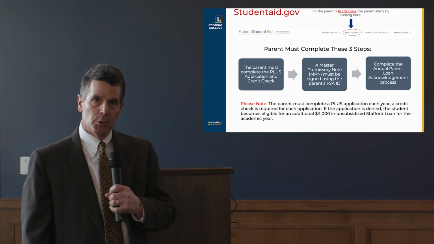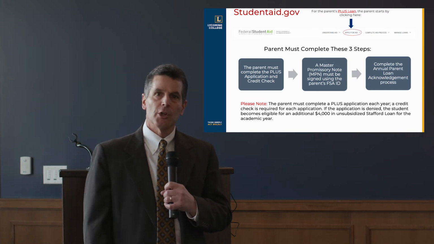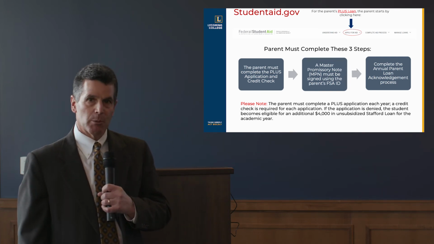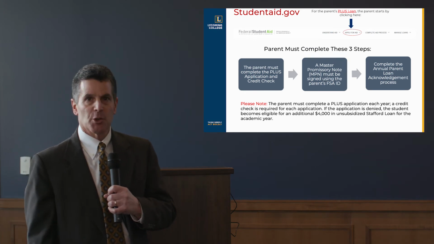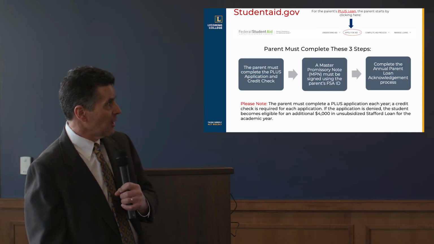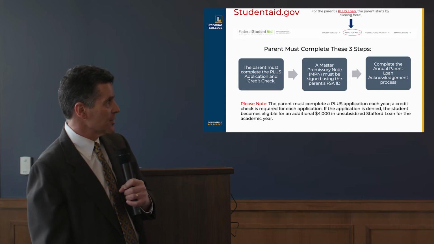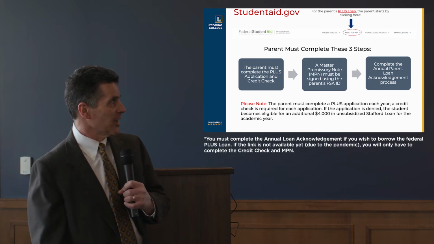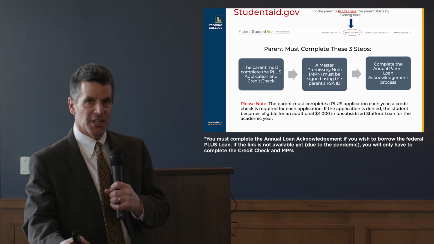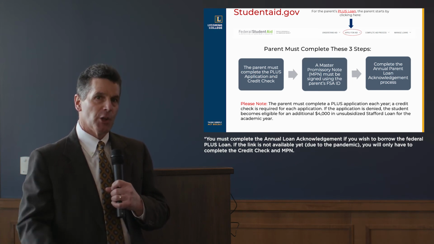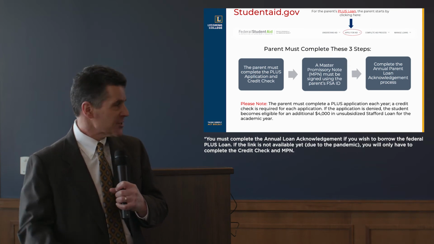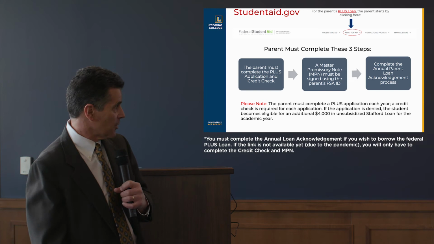If the parent is approved for the credit check, and parents will know that immediately after they hit the submit button, then they can move on to the master promissory note. And again, just like the student, the parent will sign that master promissory note using their FSA ID. Also, just like the student and new this year, parents also have to complete the annual parent loan acknowledgement process. So they too, if they're going to be taking PLUS loans year after year, they're going to be made aware of what their cumulative borrowing has been each and every year. And that step must be taken in order to get the PLUS loan.